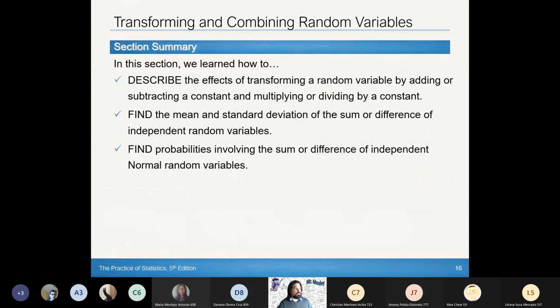So then we've reached the conclusion. In summary, today we saw how to describe the effects of transforming a random variable by adding or subtracting a constant and multiplying or dividing by a constant. We saw how to find the mean and standard deviation of the sum or difference of independent random variables. And we just saw an example of how to find probabilities involving the sum or difference of independent normal random variables. All right, so that sums it up, guys.